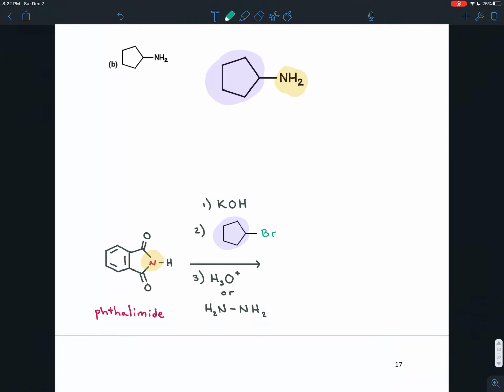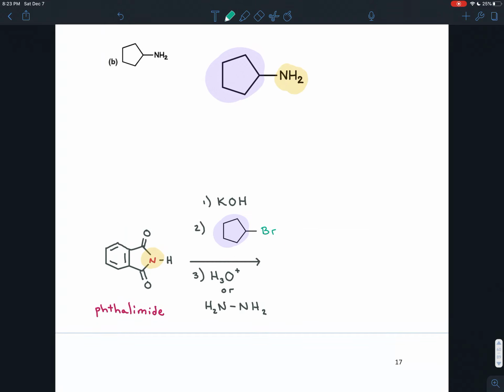So when you do this reaction, the hydrogen of phthalimide will get ripped off by the strong base, the potassium hydroxide. The electrons in the bond will snap back onto the nitrogen, which then acts as a nucleophile. It would attack this carbon here and kick the bromine off, doing an SN2 reaction. Now you'd have a bond between the nitrogen and the carbon. And then you just release the nitrogen from the claws of the phthalimide, either by adding an acid catalyst and doing acid catalyzed hydrolysis of an amide, or by doing nucleophilic acyl substitution with the hydrazine.